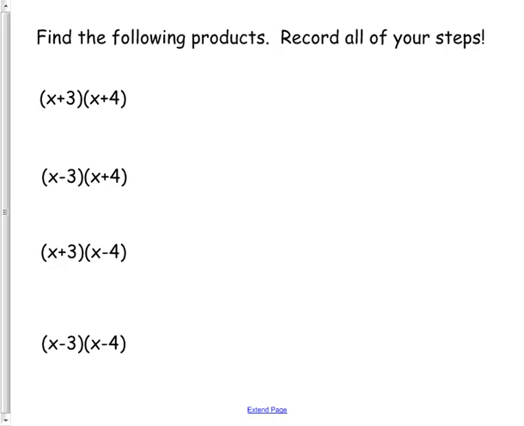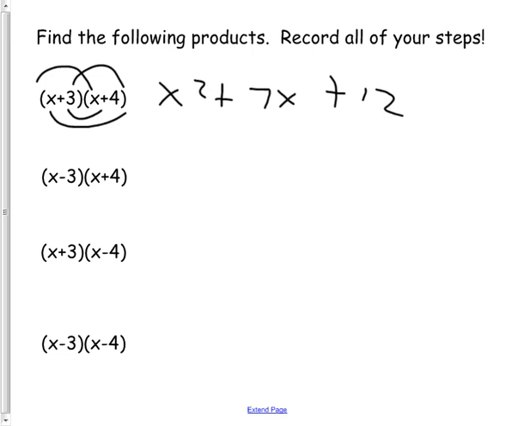All right, moving on. This is just plain old first, outside, inside, last. Just a 2-second reminder on that. First, x squared, outside, inside, plus 7x, last, plus 12. You got to be able to do that because factoring is the opposite of that. When you're doing factoring, you end up doing first, outside, inside, last a lot. And I just realized that this kind of looks like a frog.